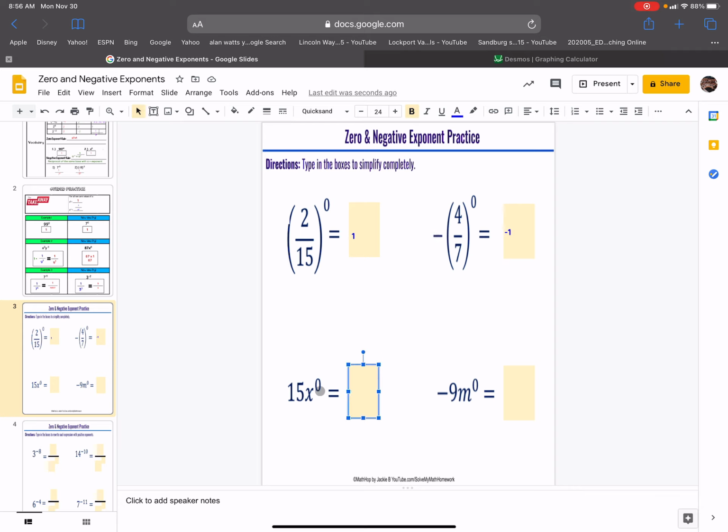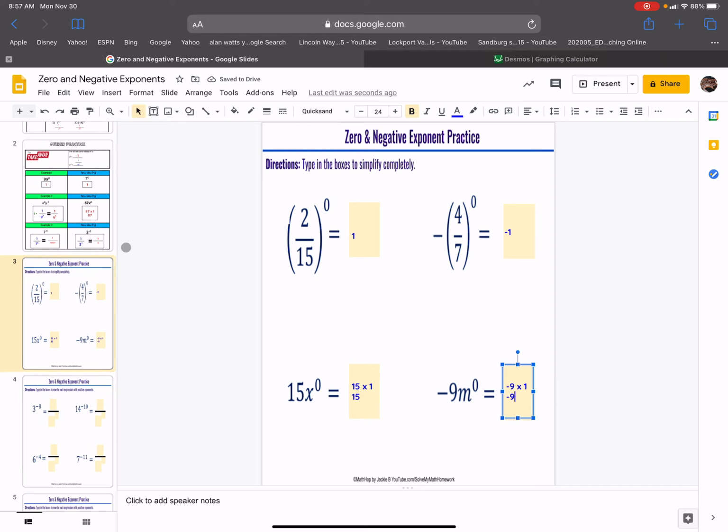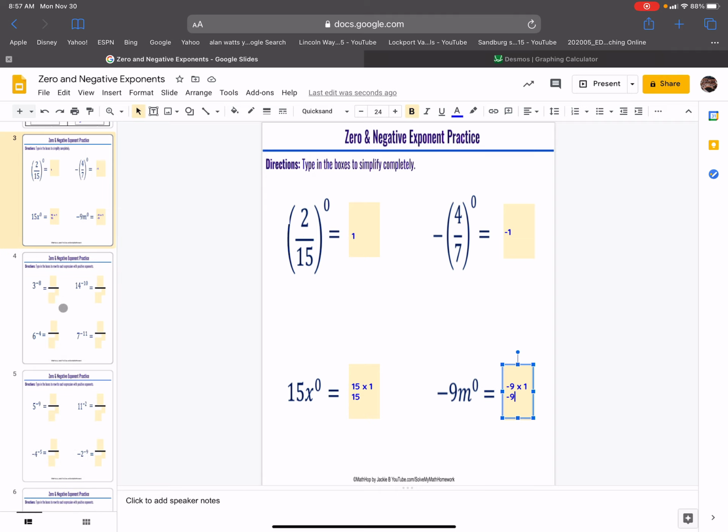This one, any number, so this is what I'm going to make 1. So this really would be 15 times 1, because remember x to the 0 power is 1, and 15 times 1 is 15. So that would be my final answer. And then here, this negative 9, and this would be negative 9 times 1, because m to the 0 power is 1, and negative 9 times 1 is negative 9. And so that's how you're going to do this one. I don't think there's any other slide that has to do with the 0 power, so we're going to go on to this one.